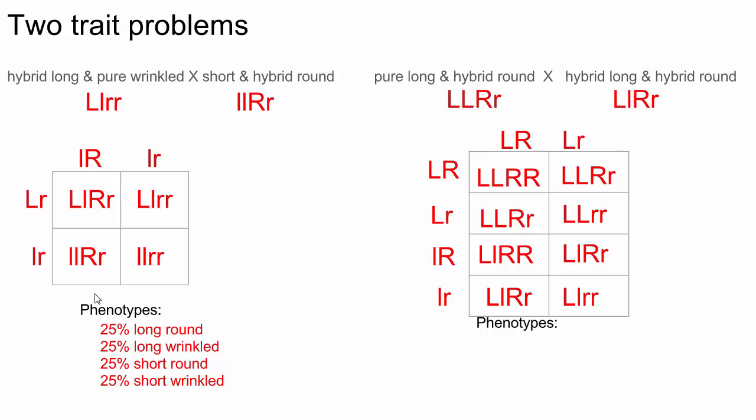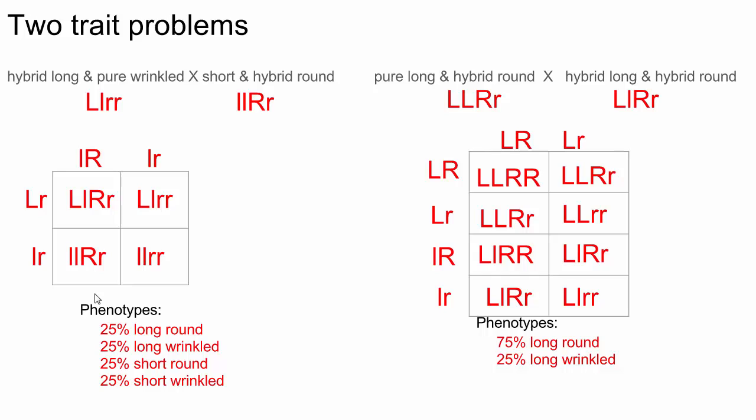So when we look at the phenotypes, again, we just have to break it down by each trait. In this case, 75% of them are going to be long and round. That's all of these, and this one and this one. 25% are going to be long and wrinkled. So these are 2 trait problems.